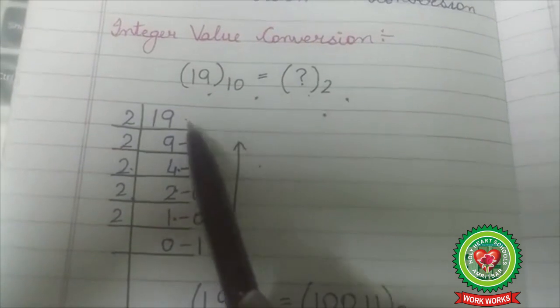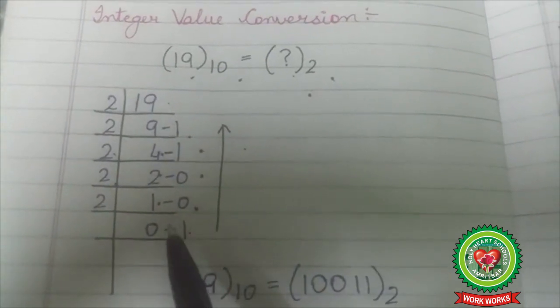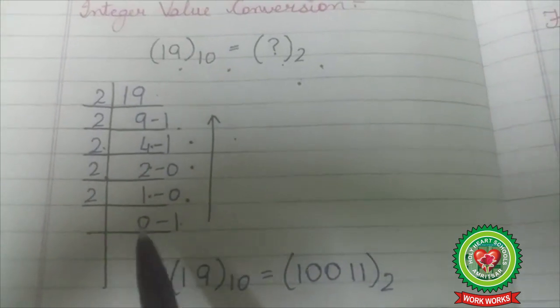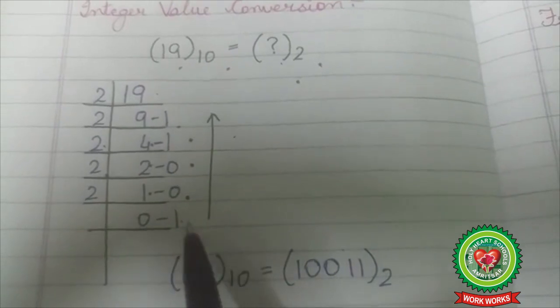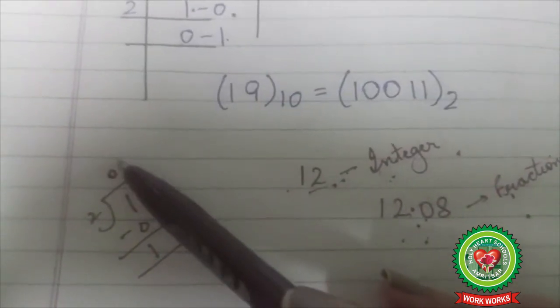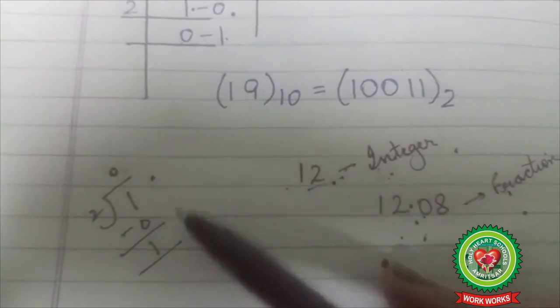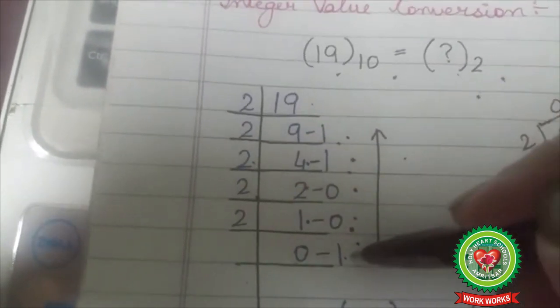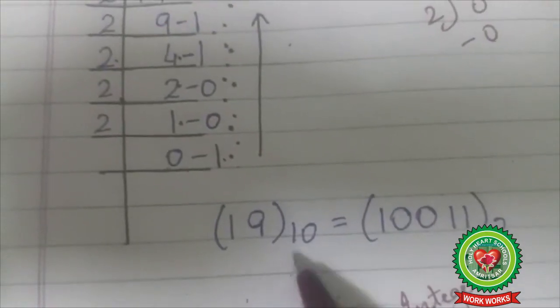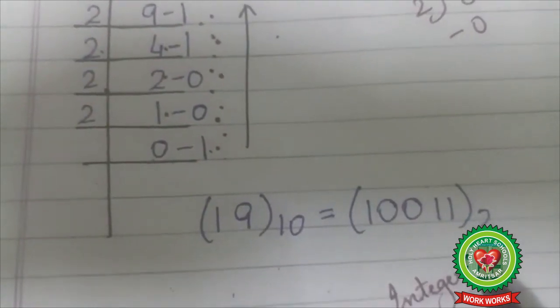We are going to carry out this process of finding the remainder until the quotient becomes 0. So, when the quotient is 1, we divide it by 2, then 0 is the quotient and 1 is the remainder. Now, we will write the remainders in the reverse order: 1, 0, 0, 1, 1. In this way, we convert this decimal number into a binary number.